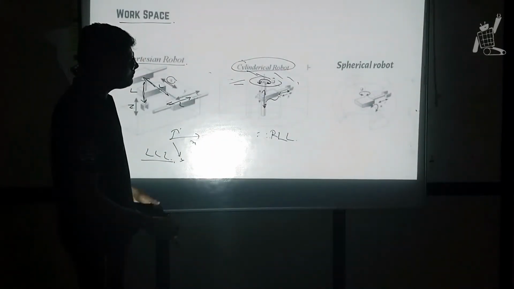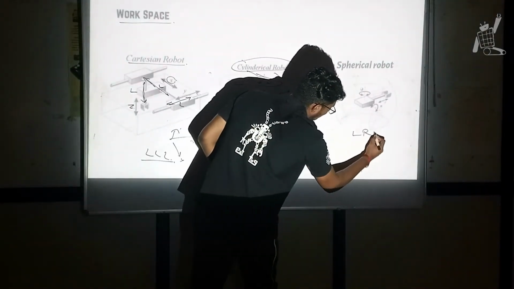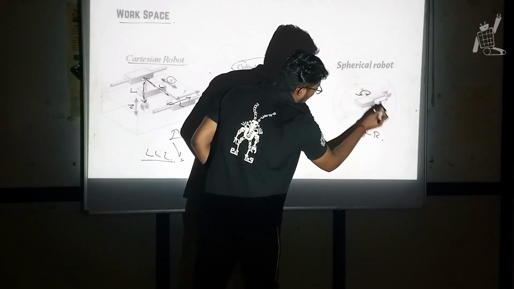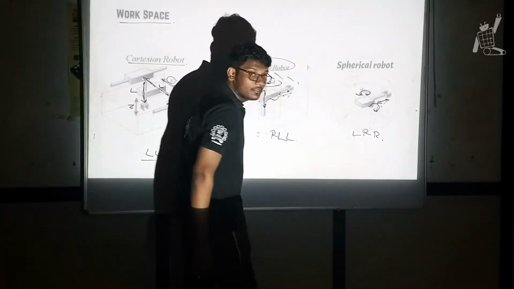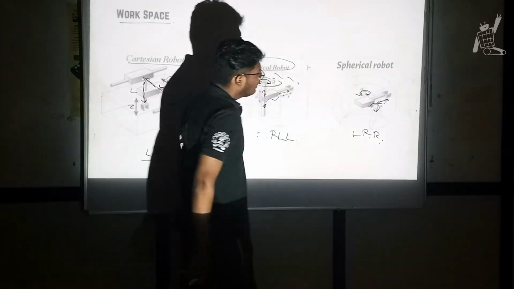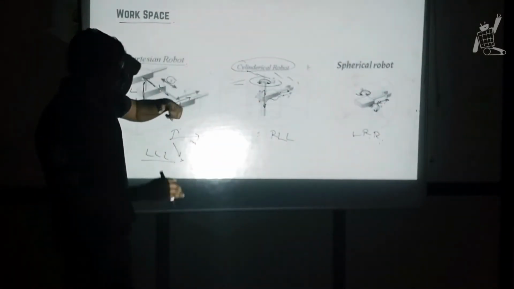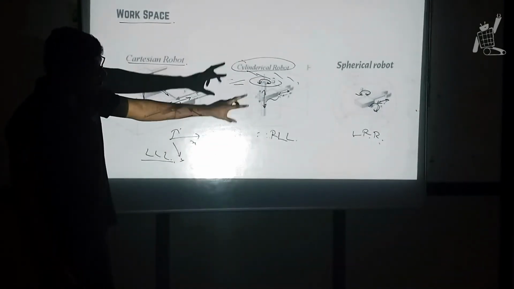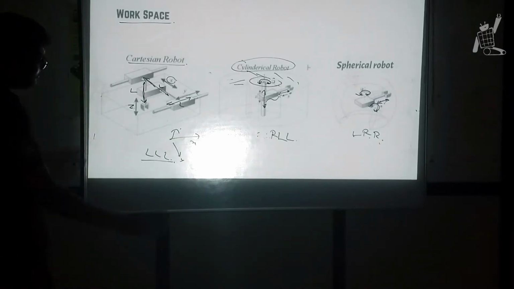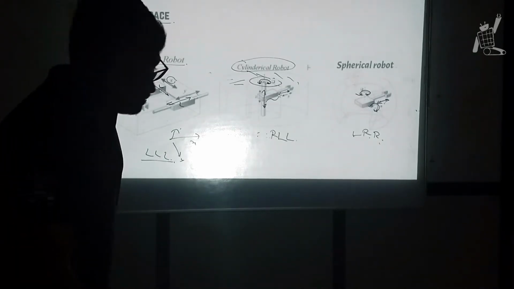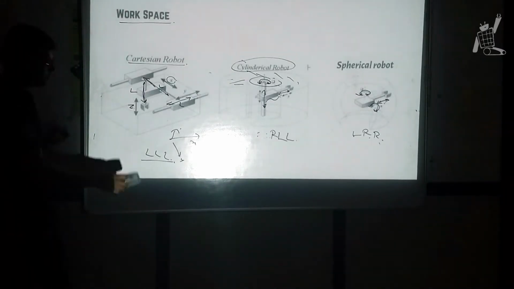Similarly, for a spherical robot, there are rotations. One linear and two rotations. There is rotation here, there is rotation here, and then here only one linear motion. So it is LR. Based on that, there is a linear motion and the rest two are rotations, so it will describe a part of a sphere. So this is basically the workspace of the robot. This is the space where the robot can operate. That is called the workspace of the robot.